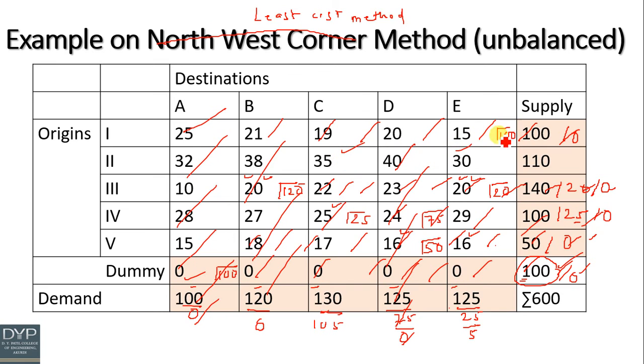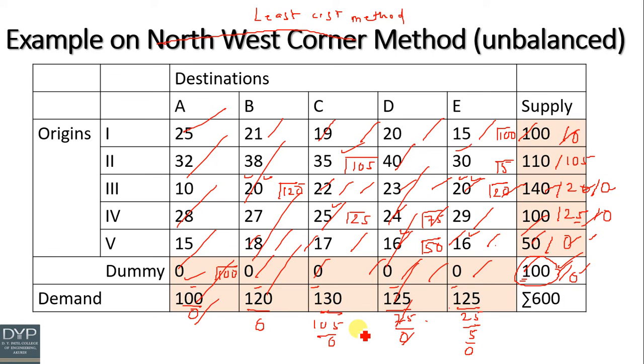30 and 35, out of which the least cost cell is this 30. I will be assigning only 5 units, which is the minimum of 5 and 110. So 105 are remaining. So these 105 I will be able to assign over here. And then I will be calculating the total transportation cost.